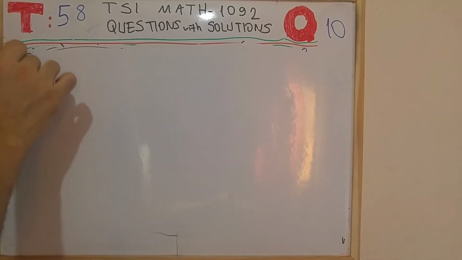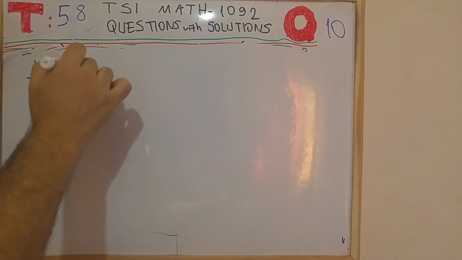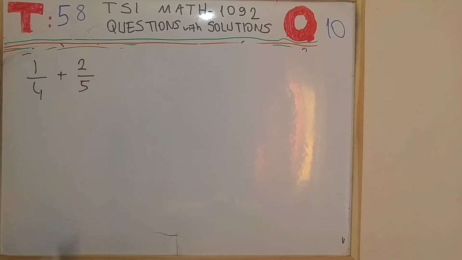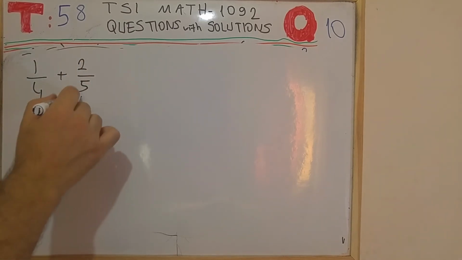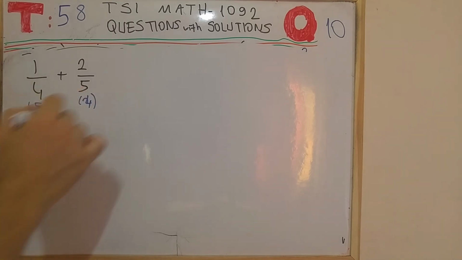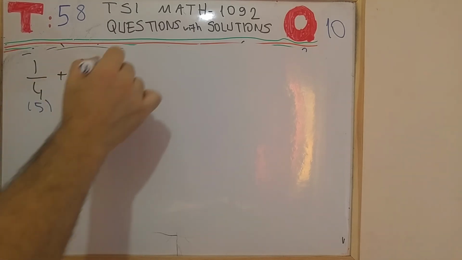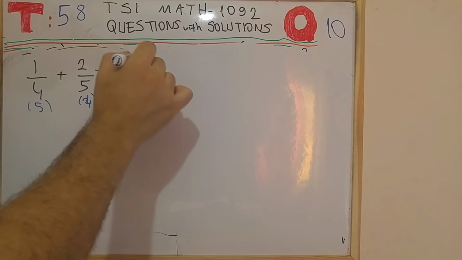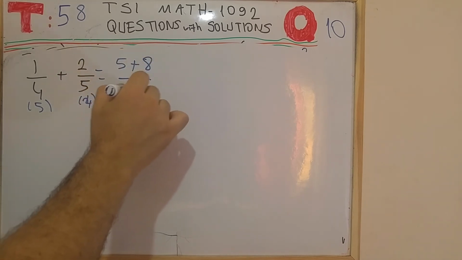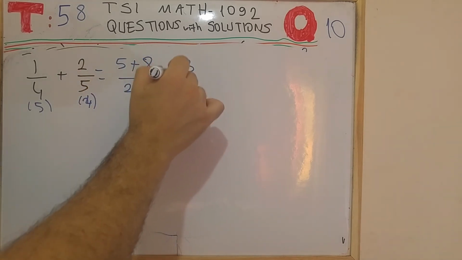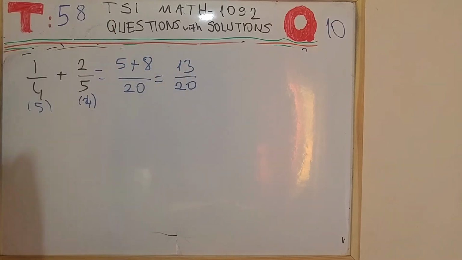Jack ate 1/4, and the other guy ate 2/5 of the pizza. Let's expand these. I have to expand this by 5 and this by 4, which gives me 5 plus 8 over 20, which is equal to 13 over 20. This is the portion of the pizza that had been eaten.